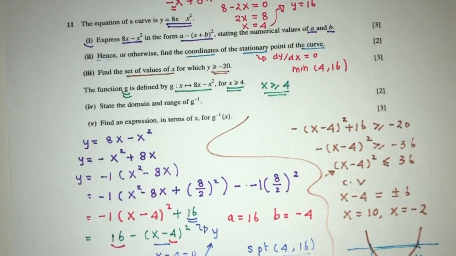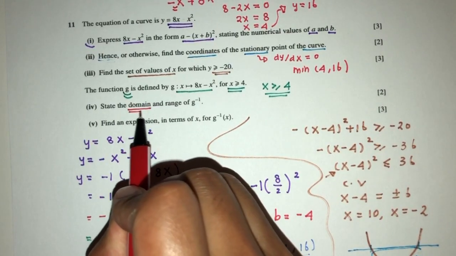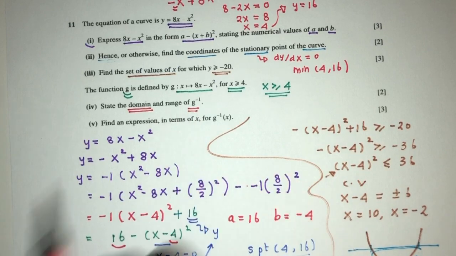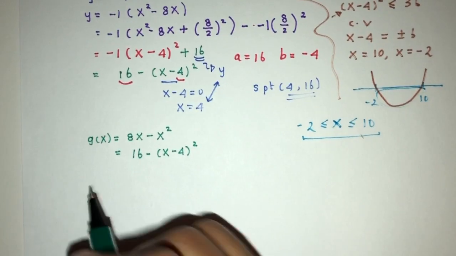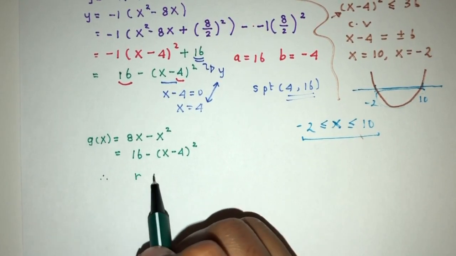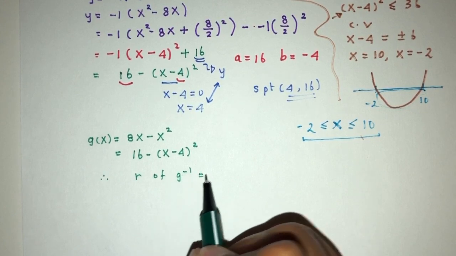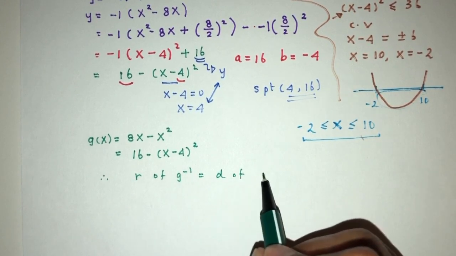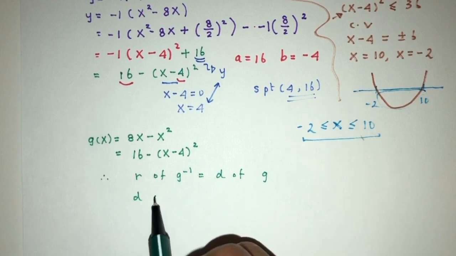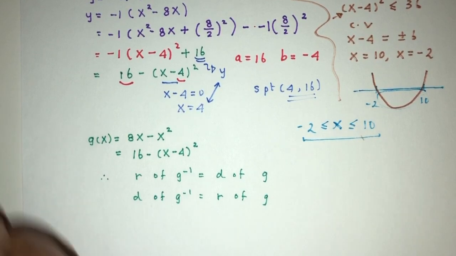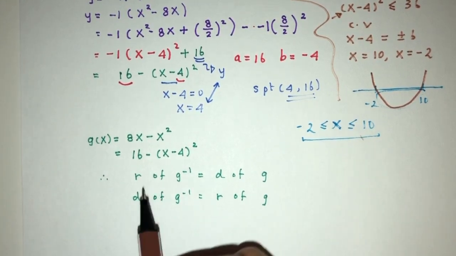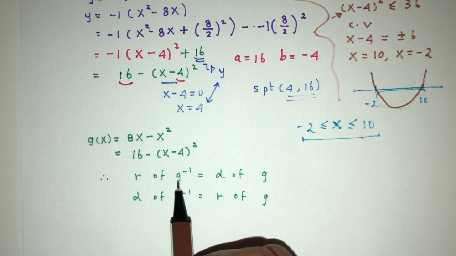Now moving on, we have to state the domain and the range of this. So we have to find g inverse. No, we don't have to find it, we just have to find the domain and range. So pretty easy. First thing first, we have to realize that the range of g inverse is the same thing as the domain of g, and the domain of g inverse is the same thing as the range of g. So let's find out. To find the range of g inverse, we know the domain of g. The domain of g was given to you by this one.